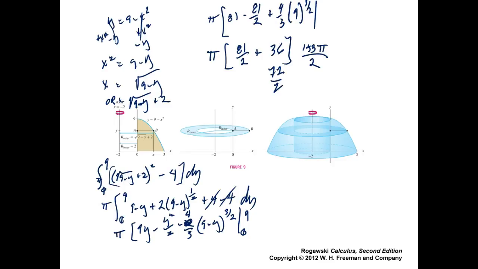All right, let's see. Oh, man. Here's where I made the error. This is a 4 right there. I forgot to double it. So that's going to be a 4. That's going to be an 8. That's going to be an 8.